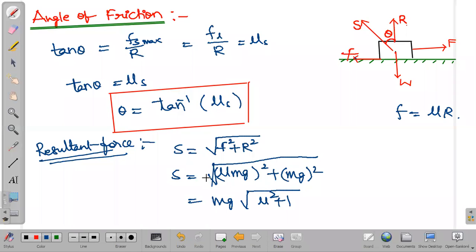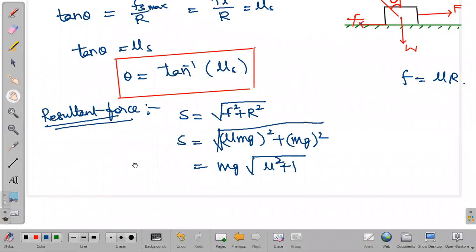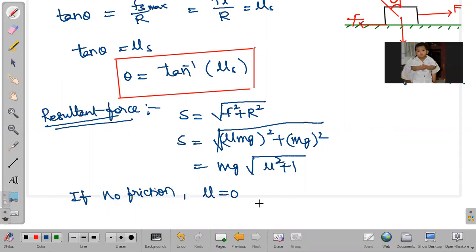Now when there is no friction between these two surfaces, what happens? Mu becomes 0. When mu becomes 0, only square root of 1 will be there, so we end up with only mg. So the resultant force becomes only mg. This is an extra condition only. This won't happen generally, but we are imposing one condition. If there is no friction, the coefficient of friction becomes 0, which implies S becomes equal to mg. In general it is not applicable. It is an ideal case which we are imposing.